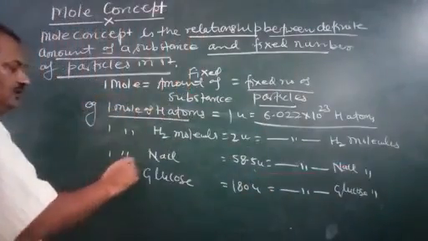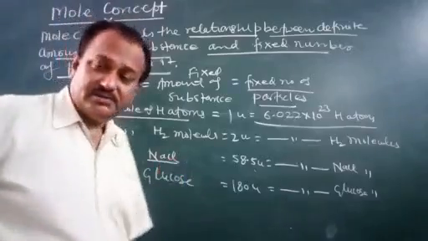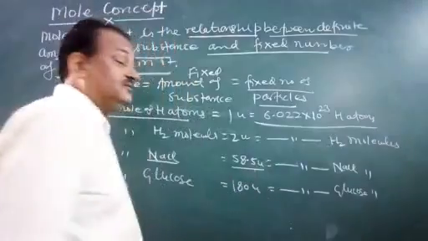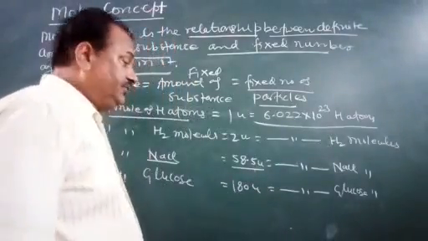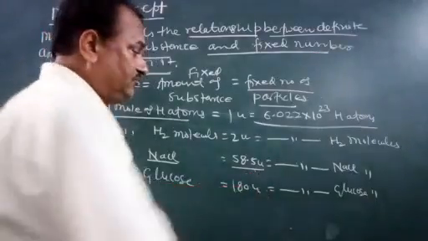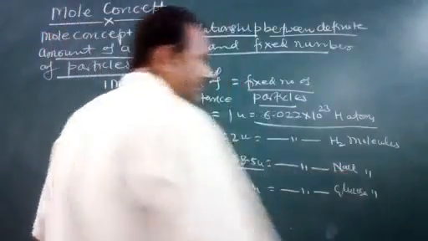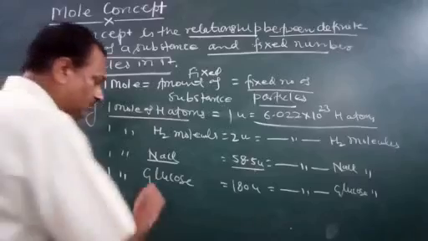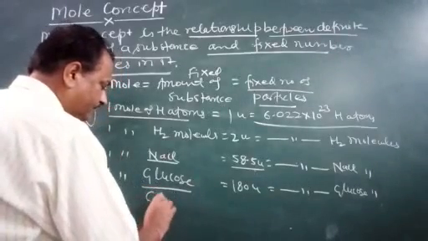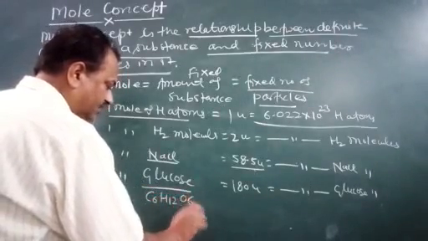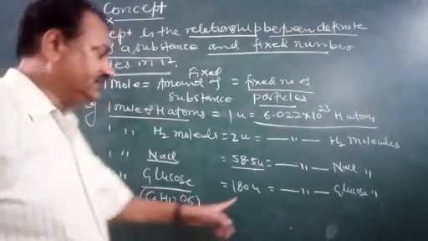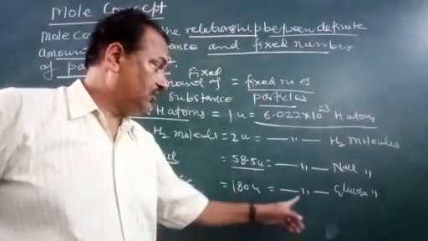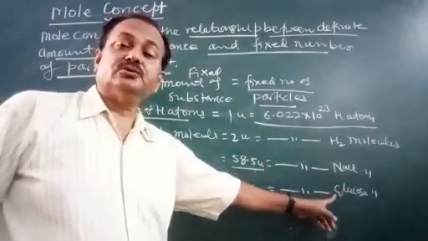Similarly, 1 mole of NaCl, common salt, sodium chloride, will be 58.5 gram or 58.5 U, and it will have the same number of particles. Similarly, 1 mole of glucose, C6H12O6, has a molecular mass of 180 U, so it will have this number of glucose molecules.